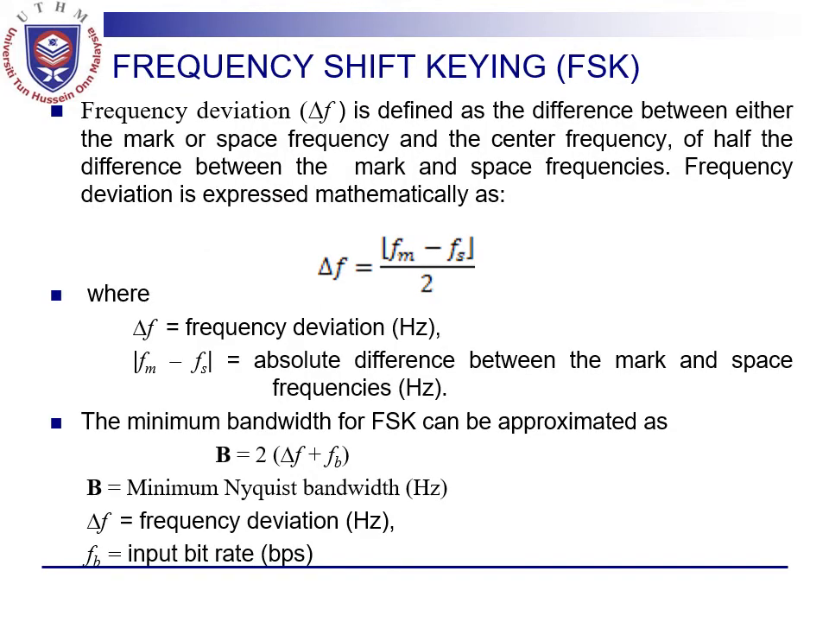Kalau dilihat pada awal slide for frequency shift keying, I think you found this symbol delta F. So what is delta F, also known as frequency deviation? It is the difference frequency between mark frequency and the space frequency, and then divided by 2. So data frequency also can be used to identify the minimum bandwidth. So this is the formula to define minimum bandwidth based on the given frequency deviation value, and also the value of the input bit rate, FB. So B is the minimum bandwidth, also known as minimum Nyquist bandwidth.